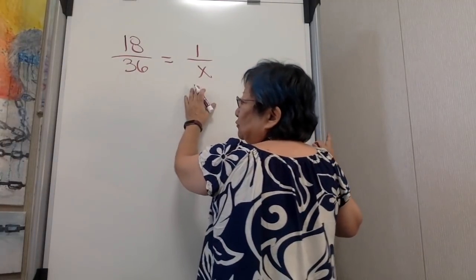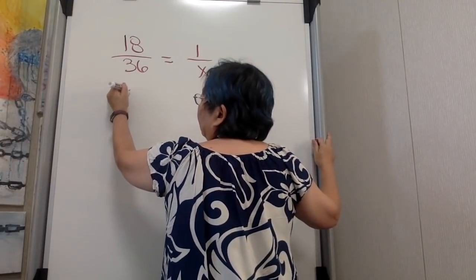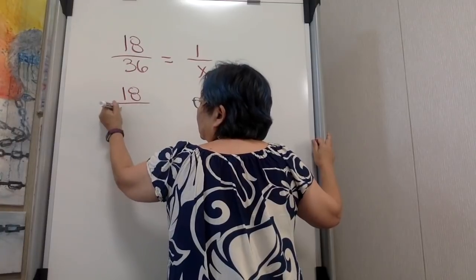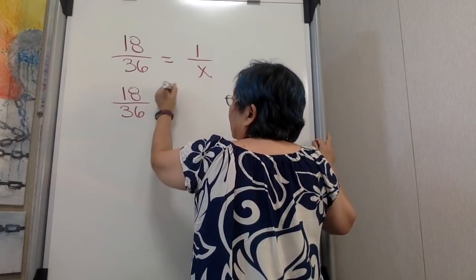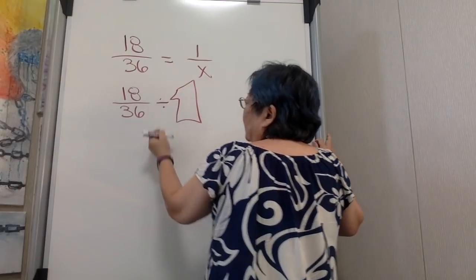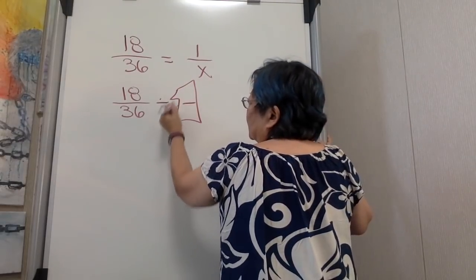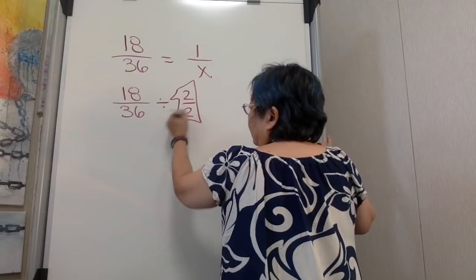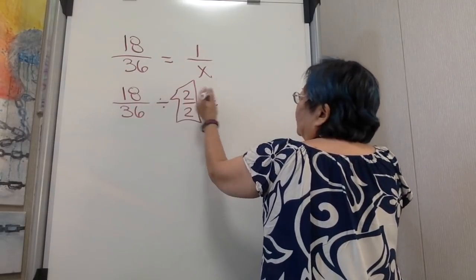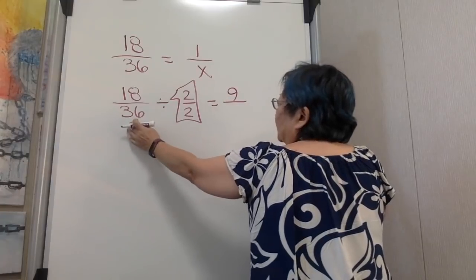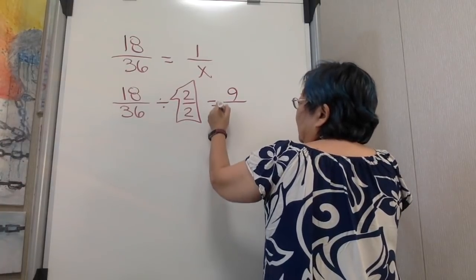This is basically when we talk about division, we're simplifying. So let's say I don't know what it is, but I know that 2 goes into both of these. You can do this. And that would be 18 divided by 2 is 9. And 36 divided by 2 is 18.